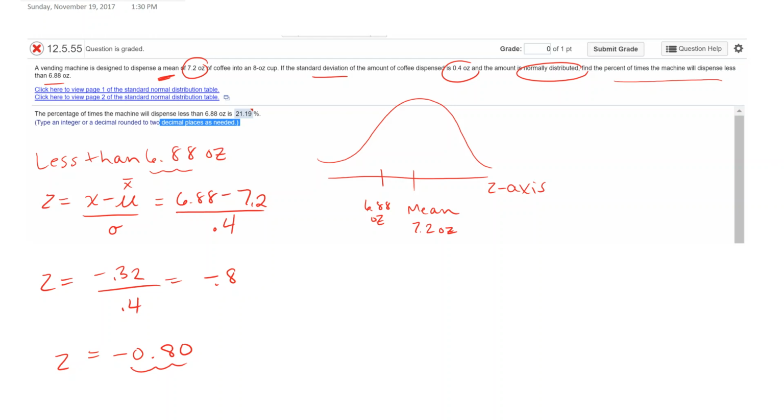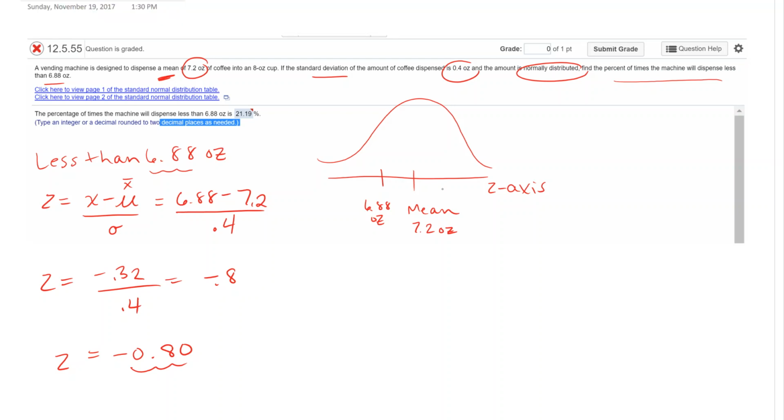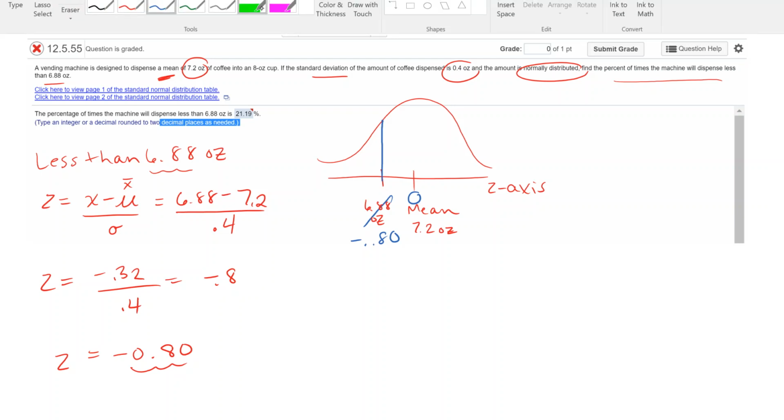So what I can do with this now is go to my z-axis, and the position where the 6.88 ounces is now in the same position as my z value, negative 0.80, and I have my mean standardized to a number line where the mean is 0. So now that I have the value negative 0.80 plotted, I'm going to take that position and go up to the curve, and I'm going to shade the area under the curve, and I'm looking for that direction word from the problem.